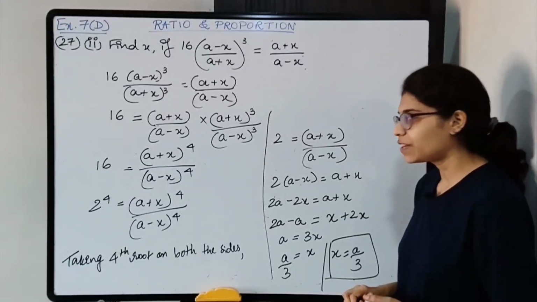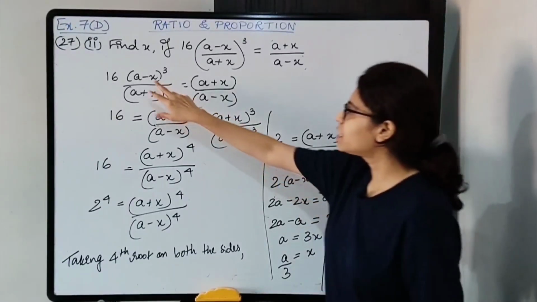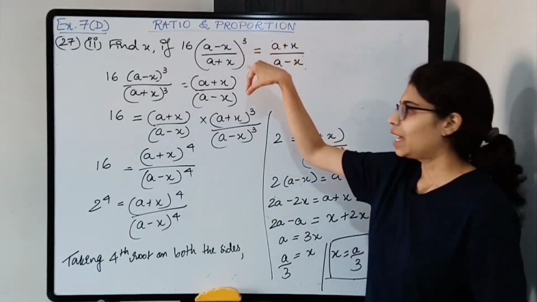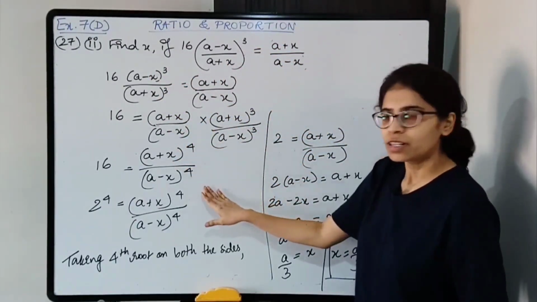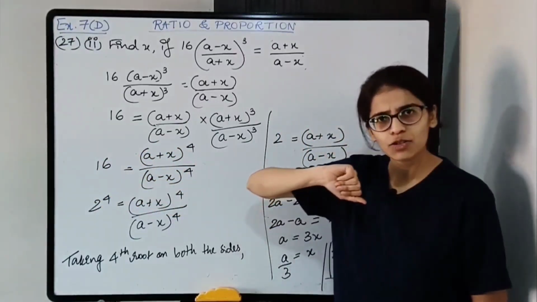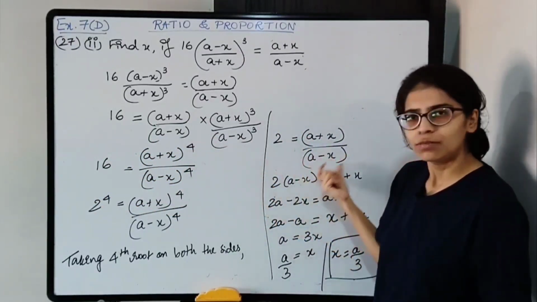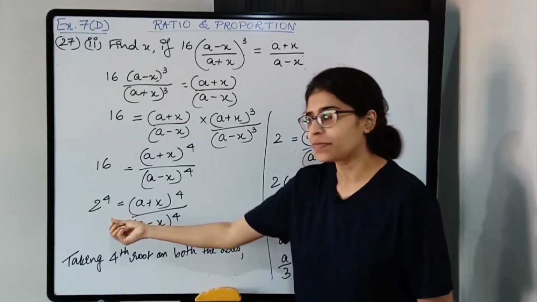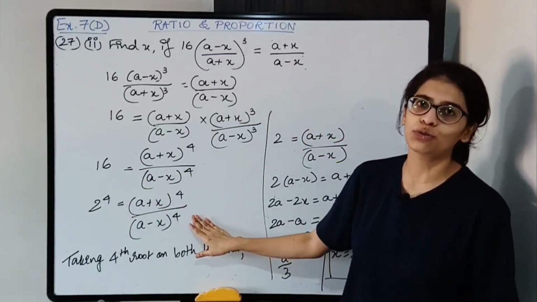Okay, so it was very easy. The only thing is, shift this, bring it on one side and then you are getting raised to 4. See, if on the LHS also you are getting raised to 4, then factorize the number. Okay, factorize 16, it is 2 raised to 4, and then you can take the fourth root on both the sides.